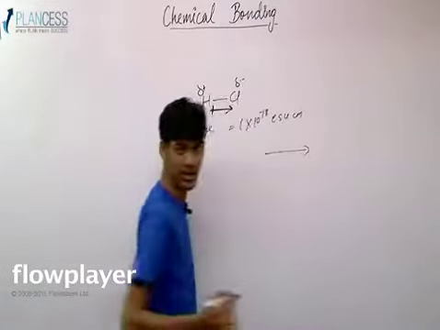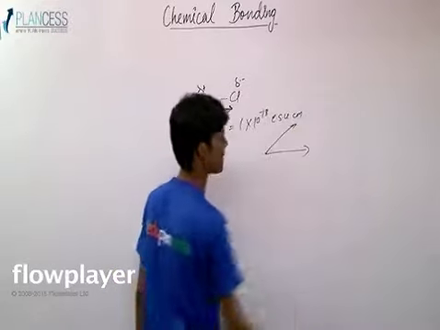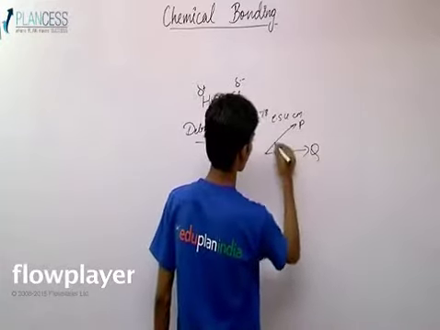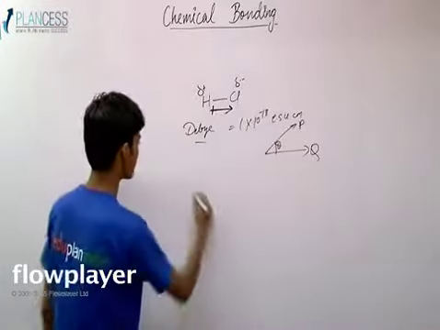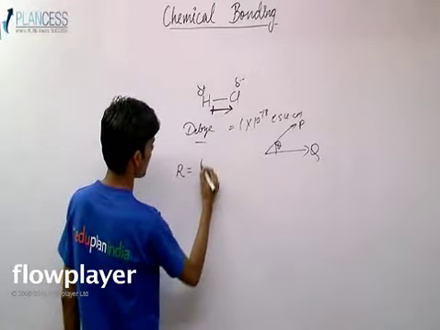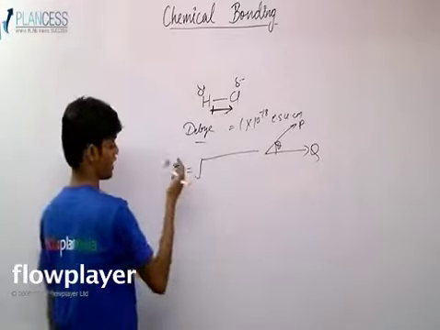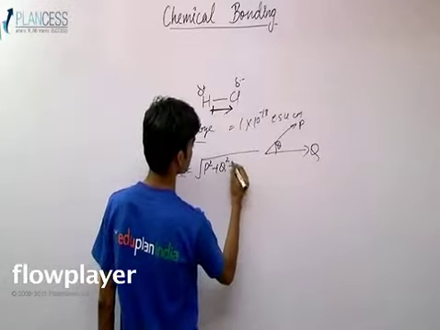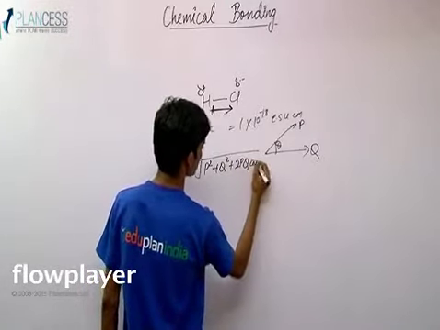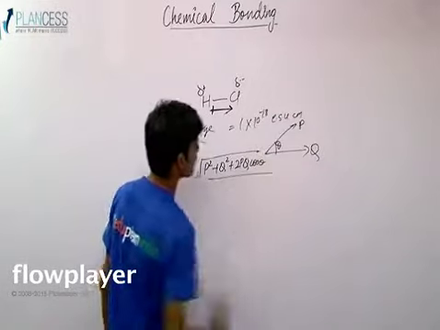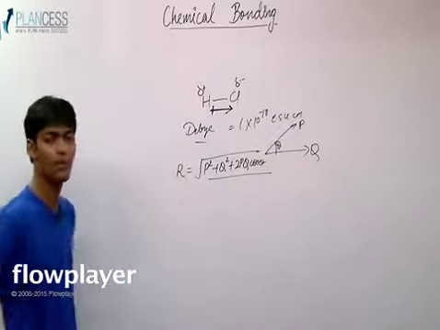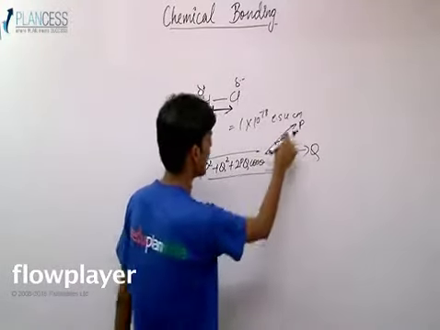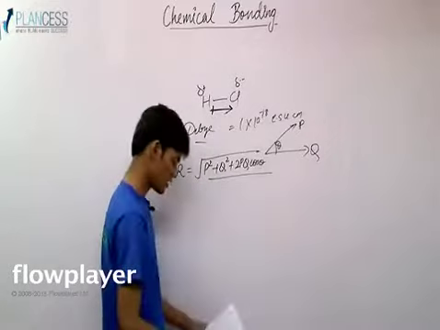one dipole is something like this, one dipole is something like this, its magnitude is P, its magnitude is Q, and the angle between the dipoles is theta, then the resulting dipole moment R is equal to the under root of P square plus Q square plus 2PQ cos theta. This is the resulting dipole moment. So this is how the dipole moment can be calculated if you know the value of the individual dipoles and the angle between the two dipoles.